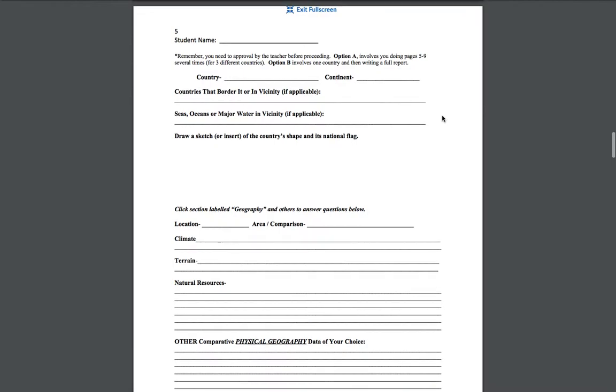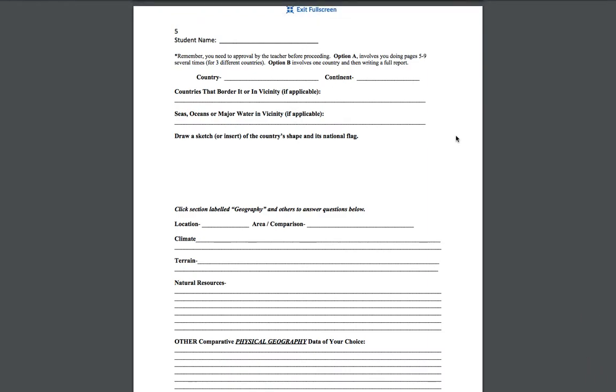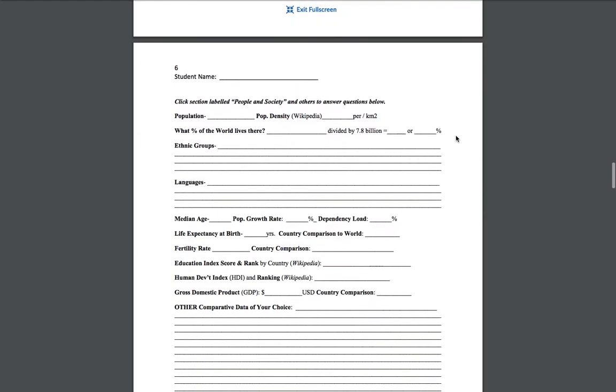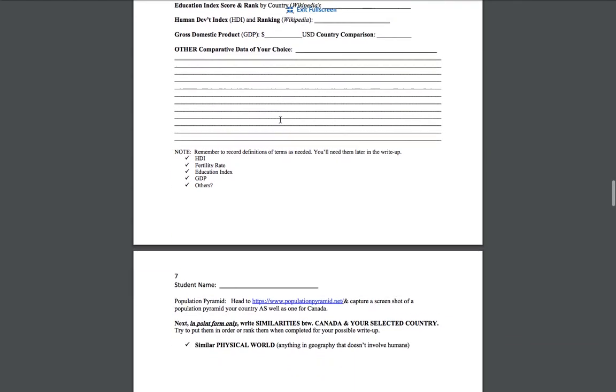So from page 5 to page 9, you either print this and then fill it out by hand and then take a picture of it and send it back to me, or you simply highlight page 5 to page 9. If you end up doing option A, which involves you researching 3 countries, then simply copy it and paste it so that you can have a little bit of a longer report. Obviously, if you're going to edit this online, simply get rid of the lines and type in your actual answer in a different font. Okay?